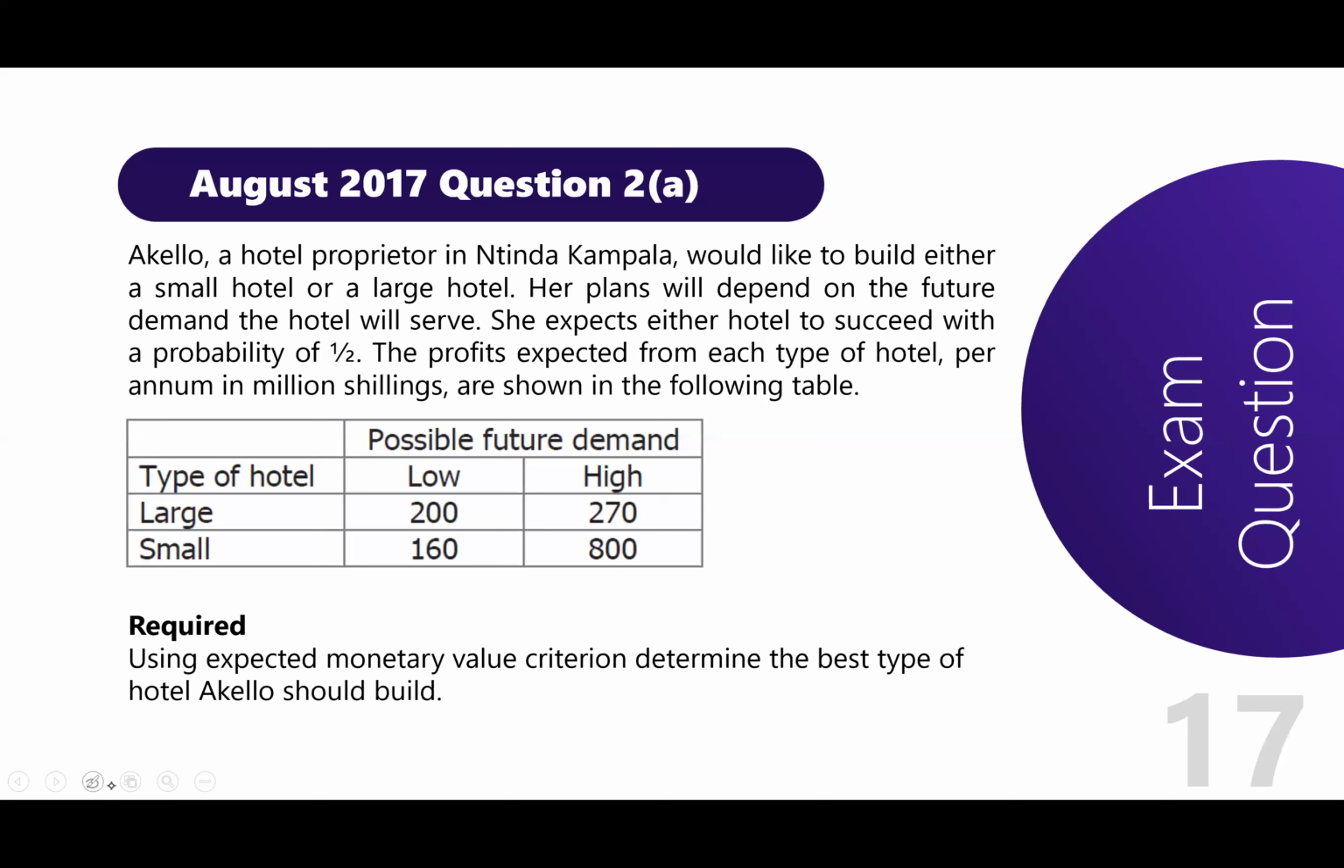Under this exam type question, we have a Kelo, a hotel proprietor in Ntinda, who would like to build either a small hotel or a large hotel. Her plans will depend on the future demand the hotel will serve. She expects either hotel to succeed with a probability of a half. The profits expected from each type of hotel per annum in millions of shillings are shown in the table below.